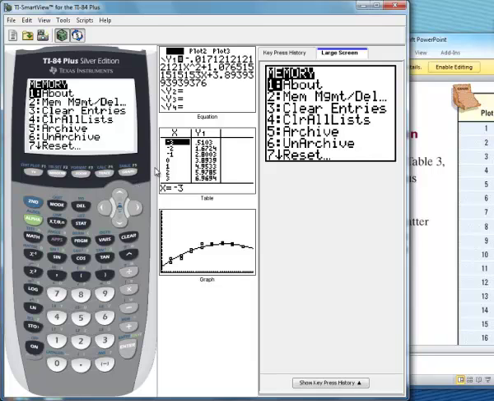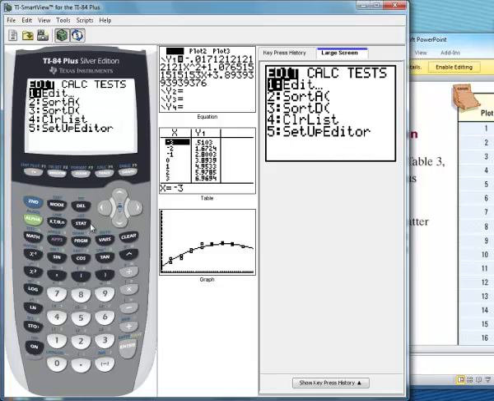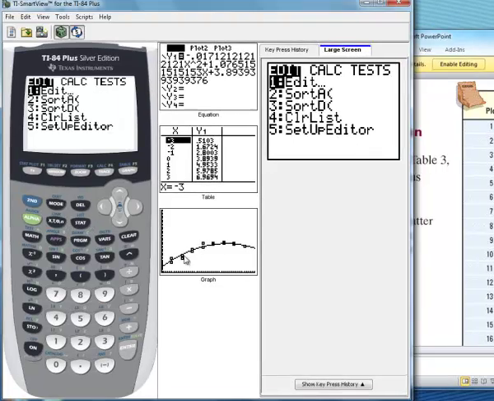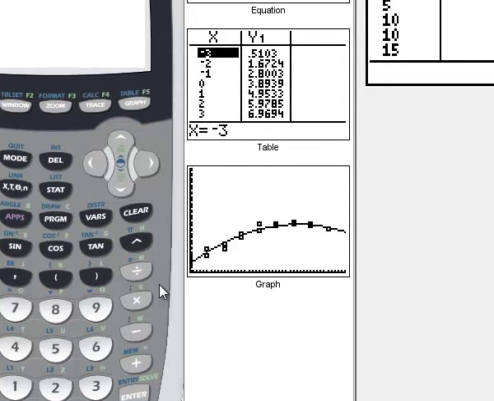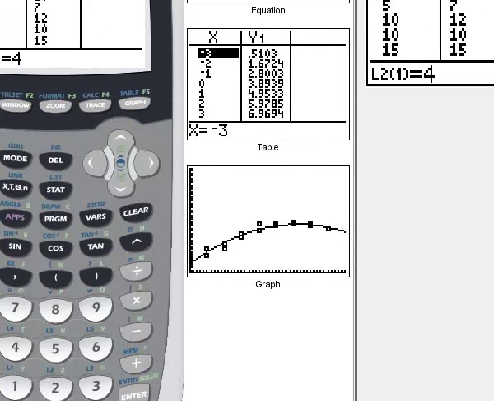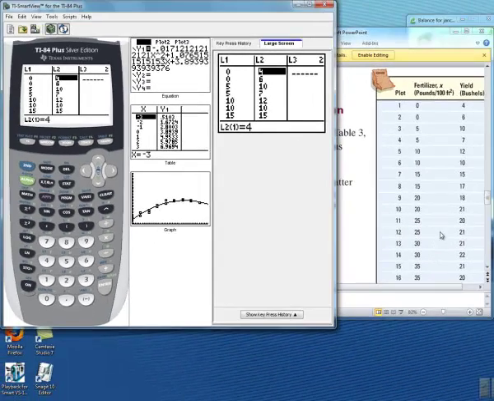Alright, so now we want to enter this data. We go to stat, and then edit, and we just hit enter. Here's list 1, here's list 2. List 1 is 0, list 2 is 4. And here we go, 0, 4. And then 0, 6, and 5, 10, and so on. I've already entered this data in, but you would need to enter all that.